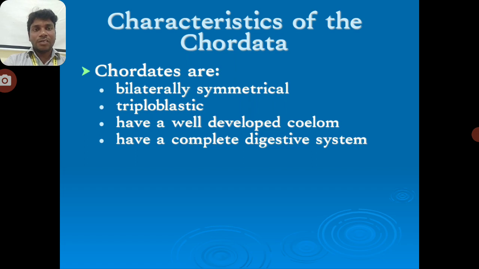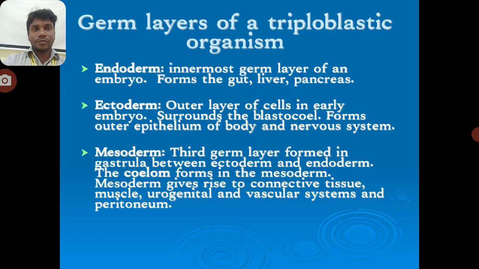The following are chordate characters: they are bilaterally symmetrical animals, triploblastic animals, have a well-developed coelom, and have a complete digestive system. Germ layers of a triploblastic organism: endoderm, ectoderm, and mesoderm, three layers are found in chordate species.